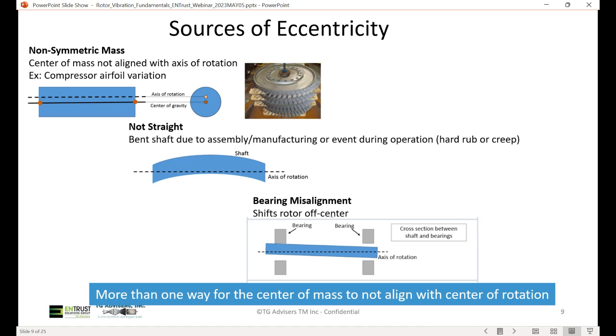Another source of eccentricity that leads to vibration is bearing misalignment. The rotor will shift off center from the axis of rotation, causing vibration. These three examples show that there's more than one way for the center of mass to become unaligned with the center of rotation.